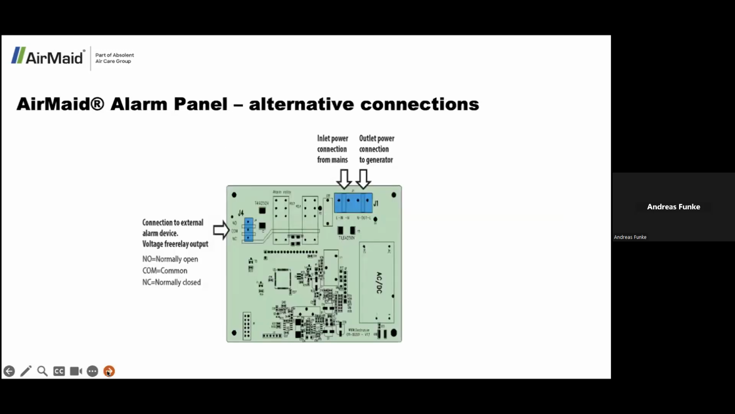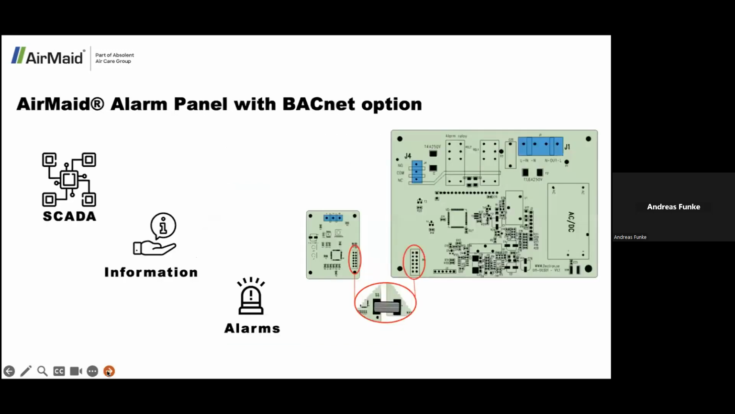You can also connect this alarm panel to an external alarm device. There's a simple open-close relay on the power board where you can connect it. There's also the possibility to purchase an additional BACnet module to be able to get all the statuses of the panel through the BACnet protocol into your management system.